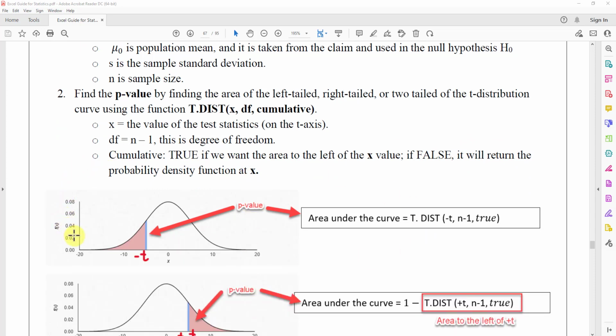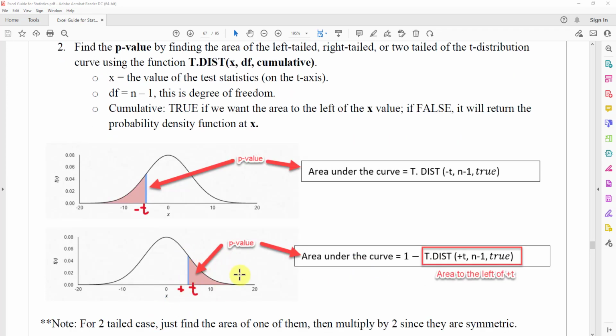Okay, let's look at this figure. This is minus t, the left tail. We want to find the p-value, which is the area under the curve. So we apply T.DIST. This is the function that will return the area under the curve on the left side of whatever you put here, in this case negative t. Then the next input is the degrees of freedom, n minus 1. And we put true because we want all the area on the left side.